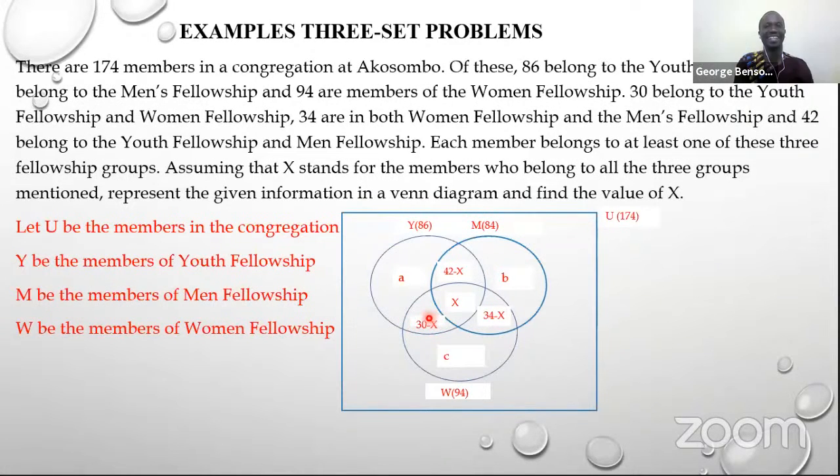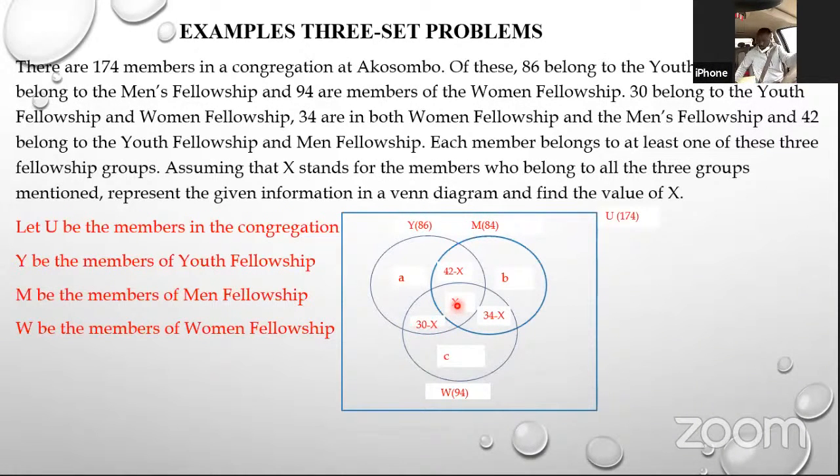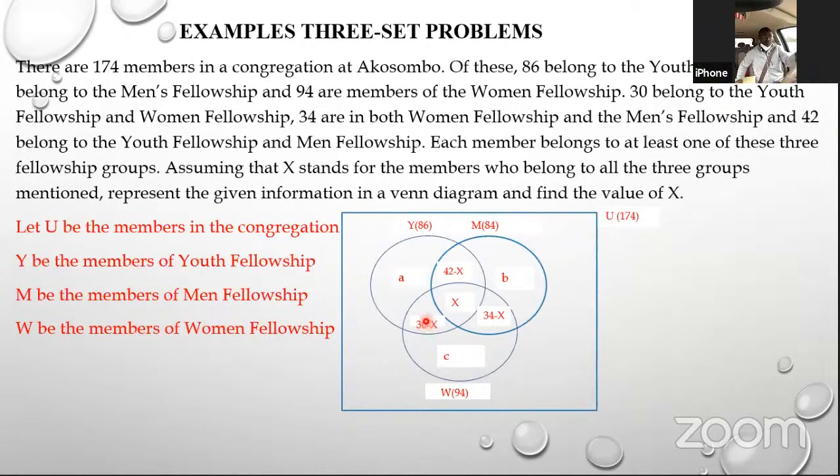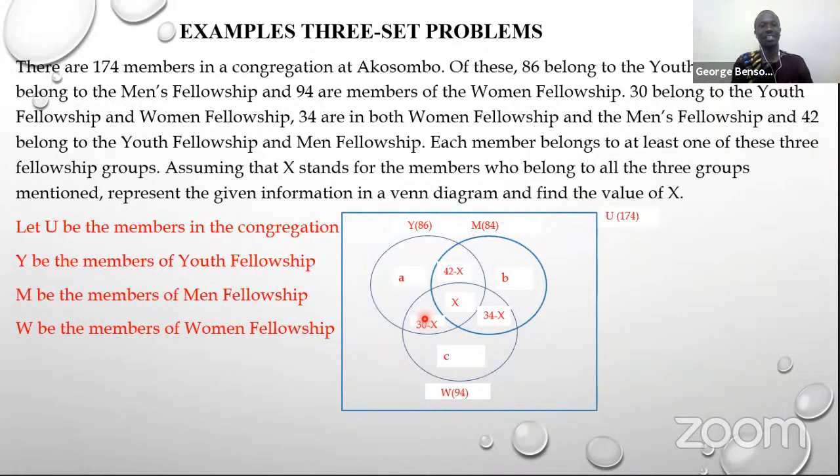But since it didn't say 30 only, then it means that we must subtract our X from the 30. Are you with me? If the question has said 30 only, then I would have written 30 without subtracting the X from it. But since the question didn't say 30 only, then this would be 30 minus X.